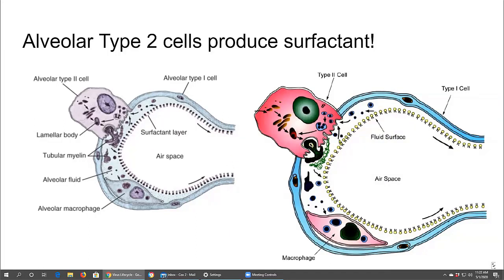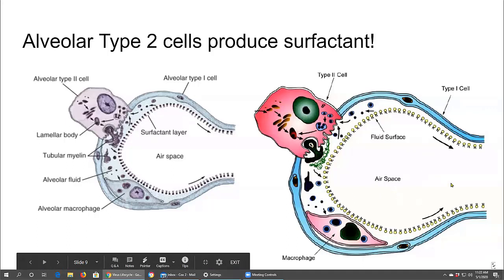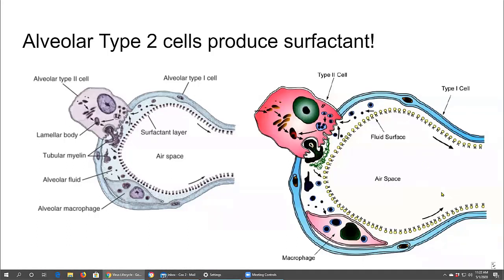If you took away these lipid molecules, the airway collapses. And then you can imagine this top wall is stuck to this bottom wall, and there is no airspace. It's gone. It's collapsed. So when you inhale, the airspace opens. And when you exhale, it closes a little bit, but not down to nothing.